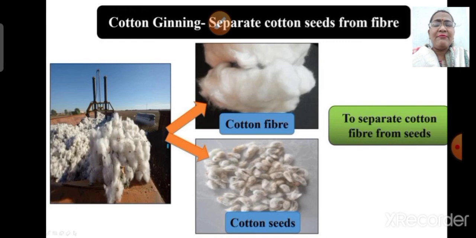this example you have already studied in chapter number 3, fiber to fabrics. I hope you remember this, right? We studied cotton ginning. What is cotton ginning, children? A process in which cotton fiber is separated from cotton seeds. This process of ginning cotton is also a separation process, or we can say this is also an example of separation. Here we are separating cotton fibers from cotton seeds.